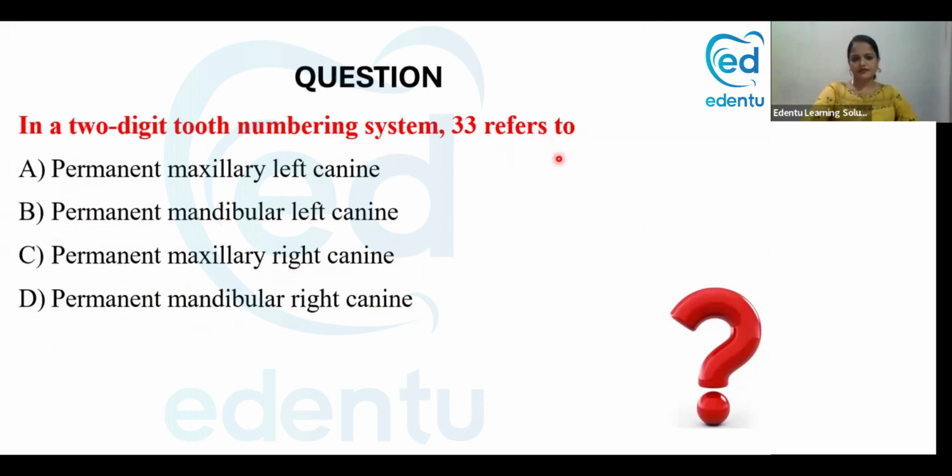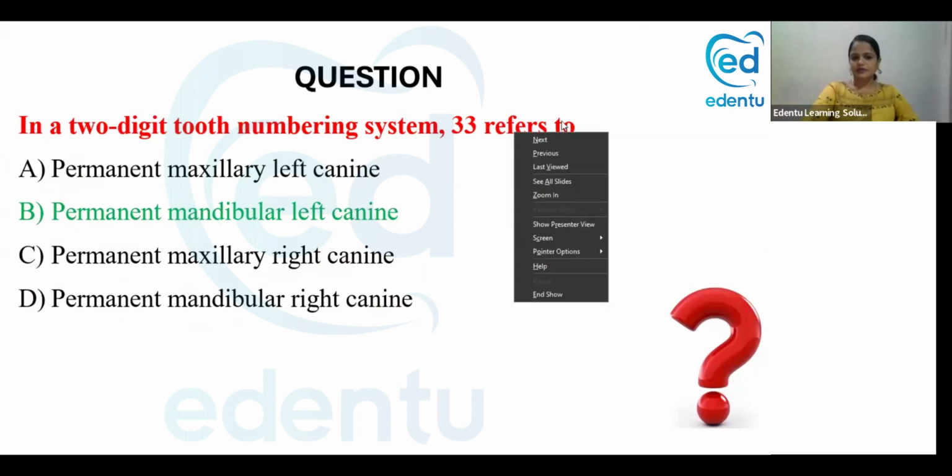It's permanent mandibular. Yes, Dr. Namya, the answer is right. The permanent mandibular left canine only. Yes, Dr. Aishwarya, you both are right.